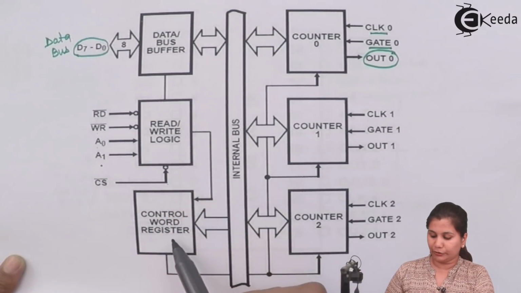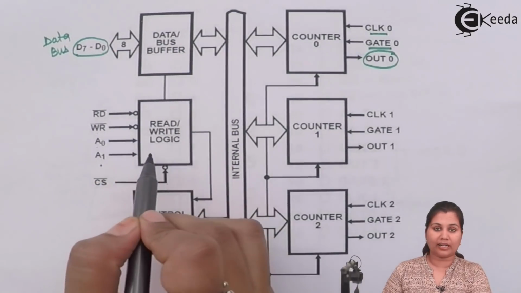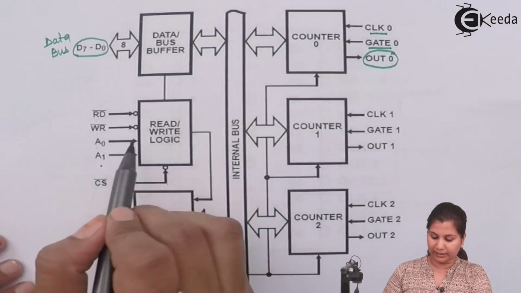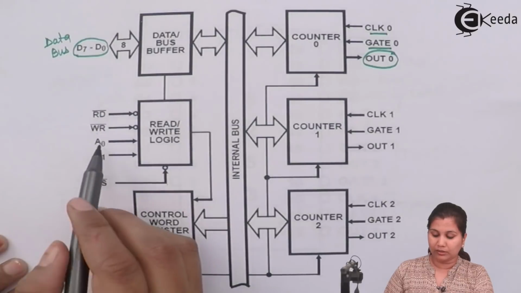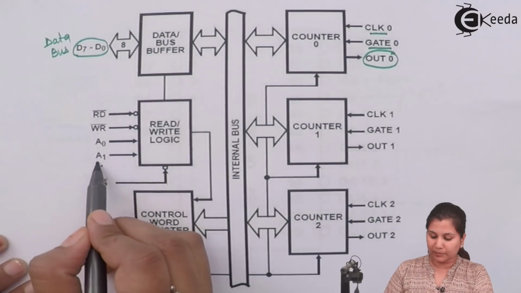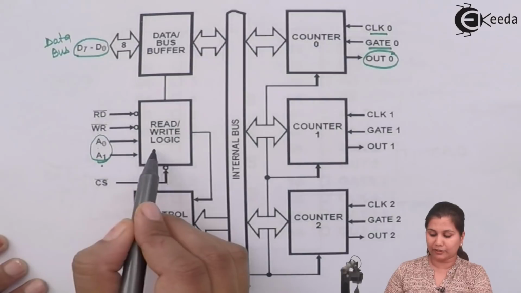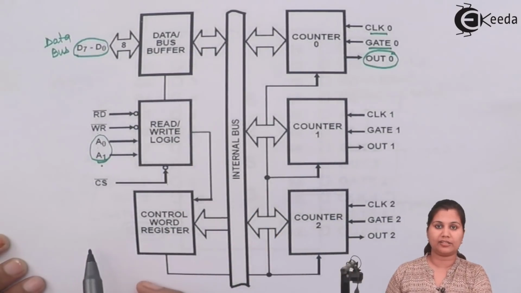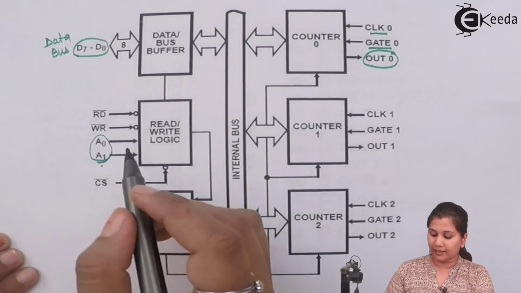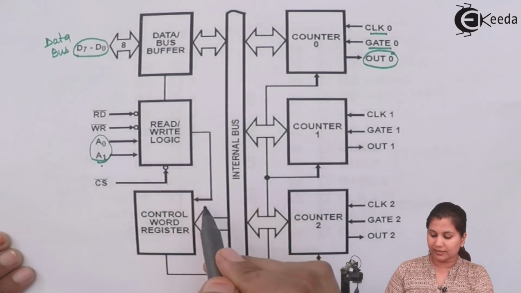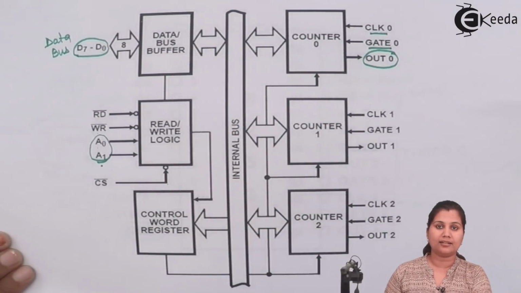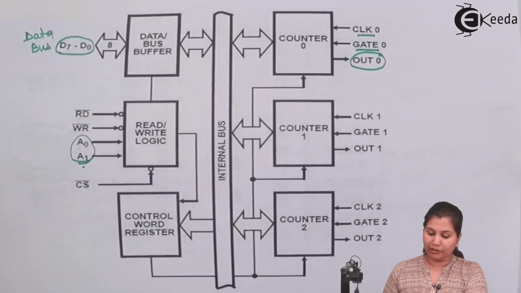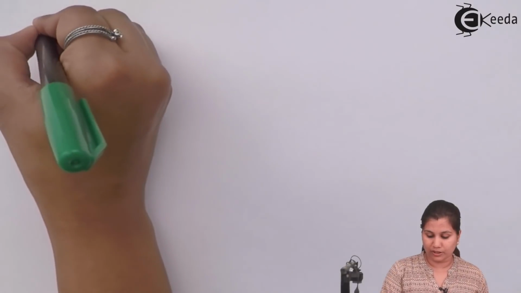Also, this signal is connected to the control word register. So the function of this read write logic is to accept the data from the control bus and also from the address bus. From the address bus A0, A1, it is getting which internal register it has to select, and then it also generates the control signals, and these control signals are given inside the IC. Okay, so that is the function of the read and write control logic.